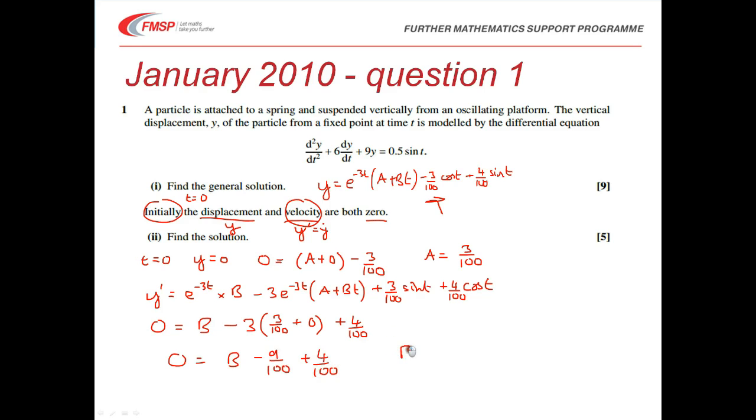If I add those together, I get b equals 5/100ths. And I've now got the full solution, which I've got rid of a and b. If I take the hundredths out, I can write it down like this. y equals e to the minus 3t over 100. And in the brackets I've got a, but I've taken the 100 out, so that's 3, plus bt, which is 500, but the 100's gone, so I've got 5t. And the rest of it is exactly as it was before. So maybe I should have factorized 100 out of the whole of this thing, but I think it's nice to see it all separated out.